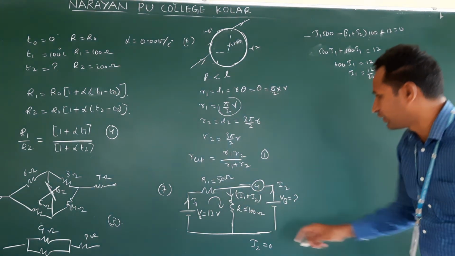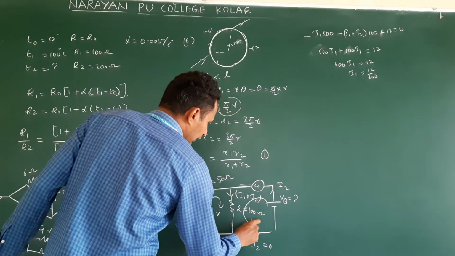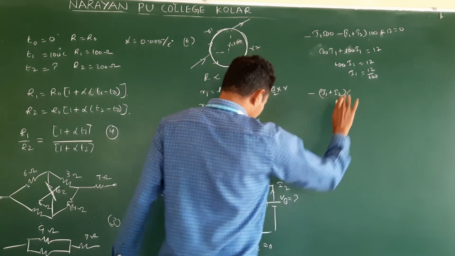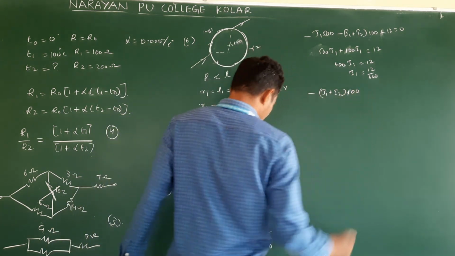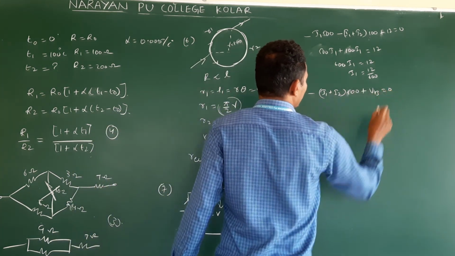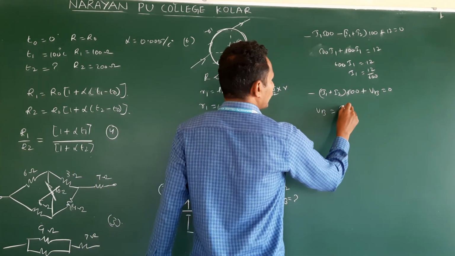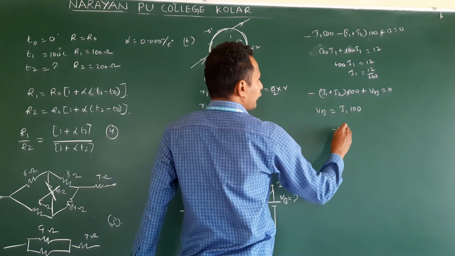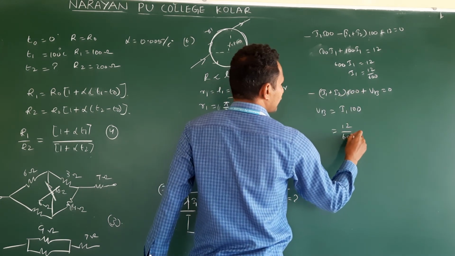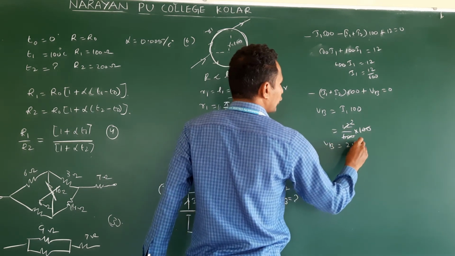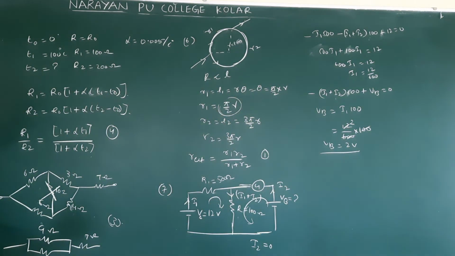Let's come to the second one. Minus I1 plus I2, what is the R value here? 100. Okay, leaving positive terminal, plus VB is equal to 0. Then we write VB is equal to I1 into 100, right? Because I2 is 0. Then what is I1? 12 by 600 into 100. Answer 2. So VB is equal to 2 volts. Clear? So option 2 is correct.